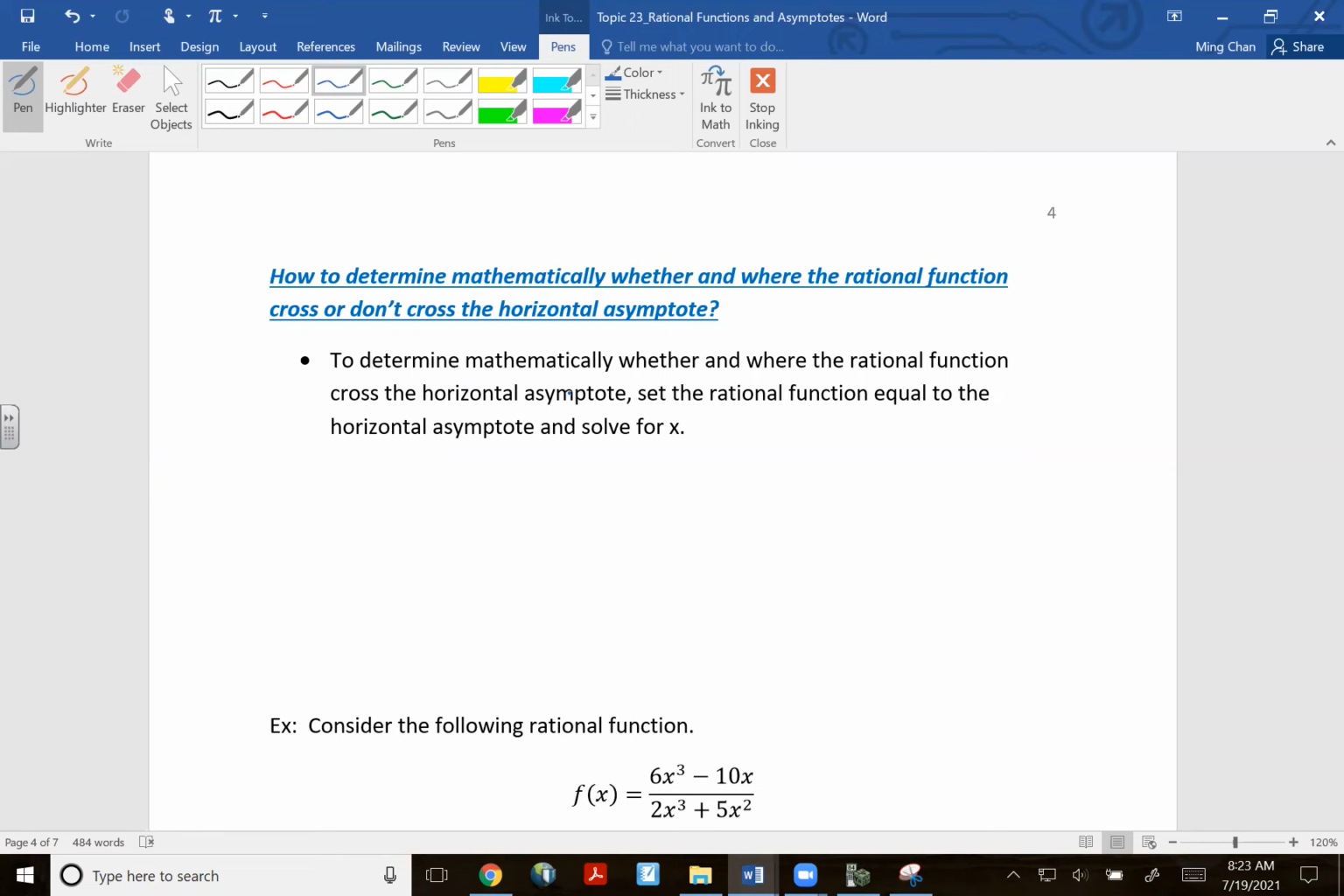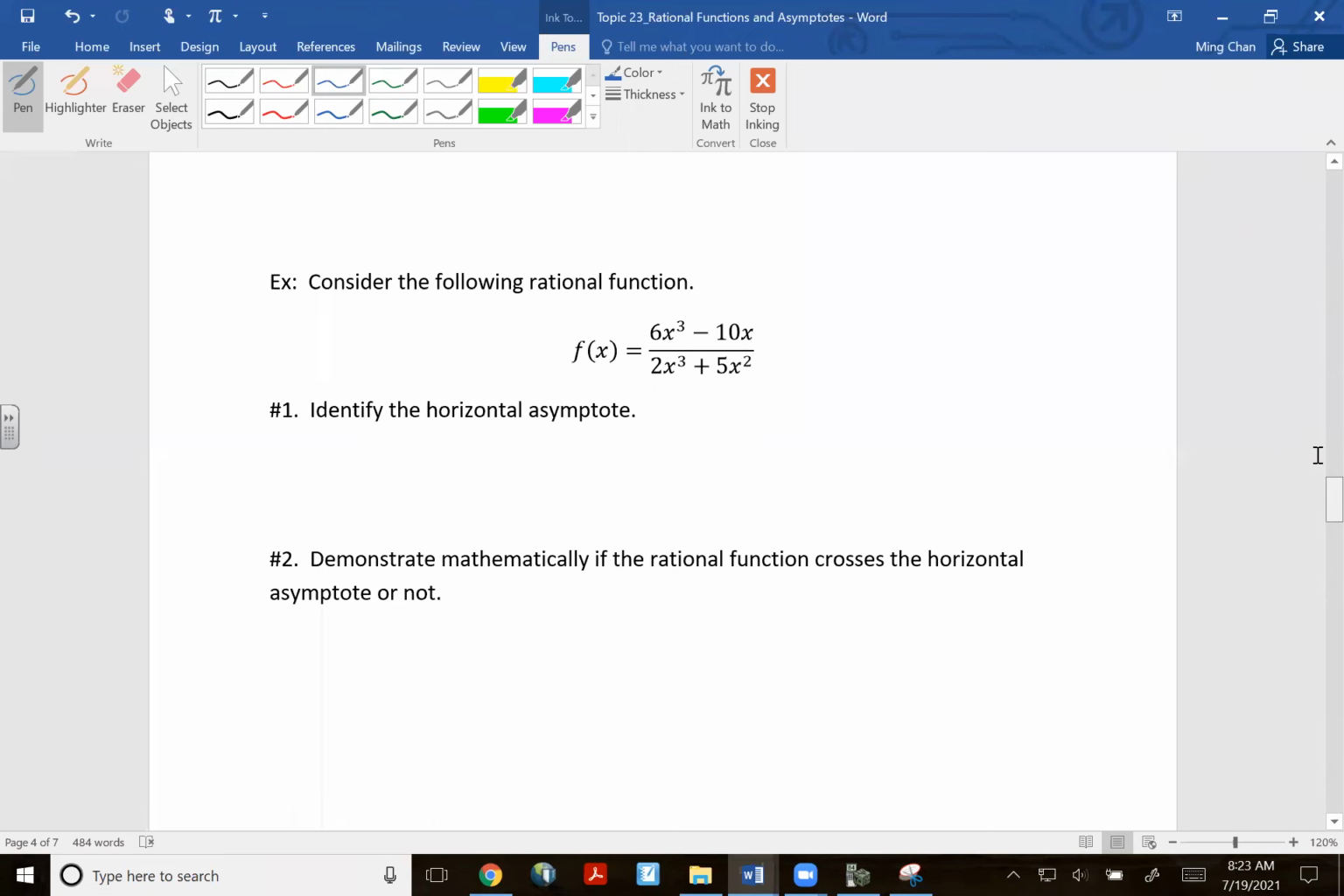So to determine mathematically whether or where the rational function crosses the horizontal asymptote, we're going to set the entire rational function equal to the horizontal asymptote and solve for x. I have an example right here. Let's take a look.